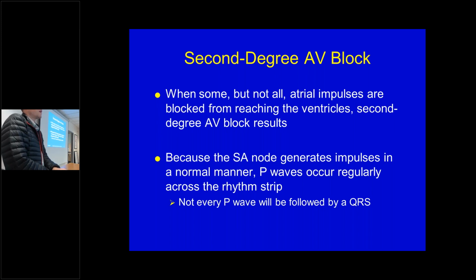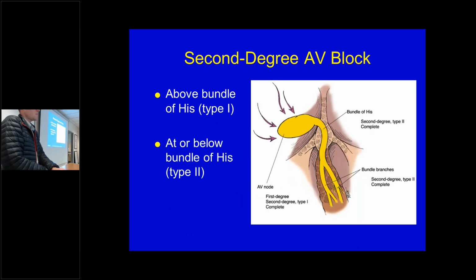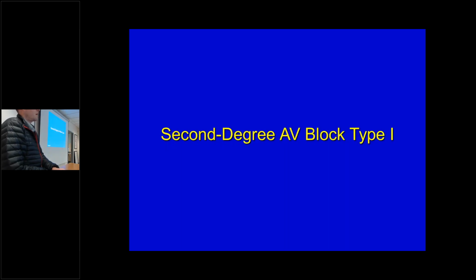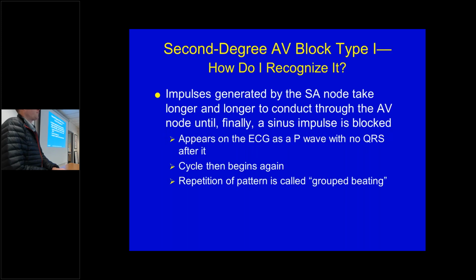So there's going to be continual P waves at a regular rate, but not every P wave will have a QRS, meaning that there'll be a skipped beat in second degree AV block. So above the bundle of His, meaning in the AV node, will be type 1. Below the bundle of His, or in the bundle of His, will be type 2. We talked about that. So second degree type 1.